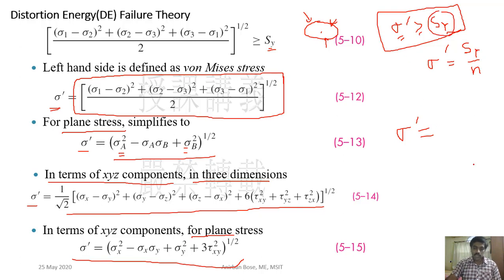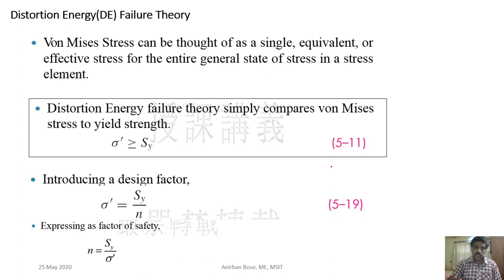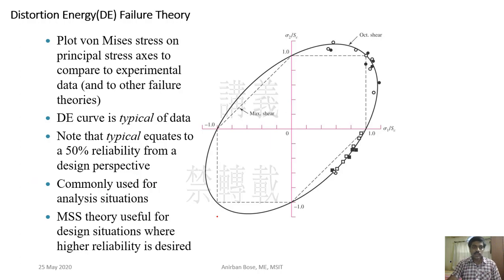Now if you plot it for plane stress, you can see the distortion energy failure criterion simplified as sigma prime is greater than or equal to Sy, or in terms of factor of safety or design factor, you can write this. If you just plot it, you will find that this is an ellipse.